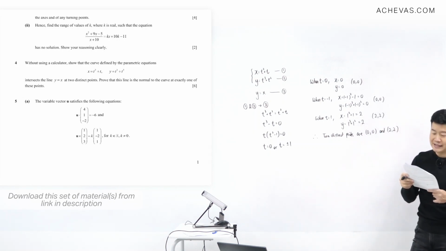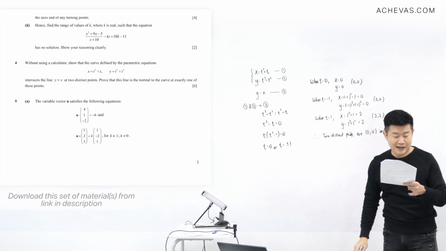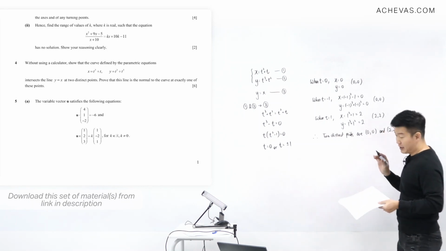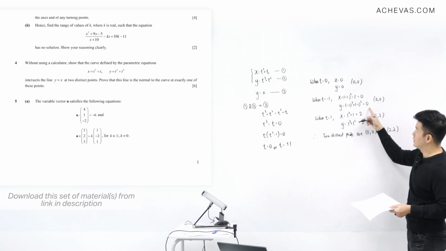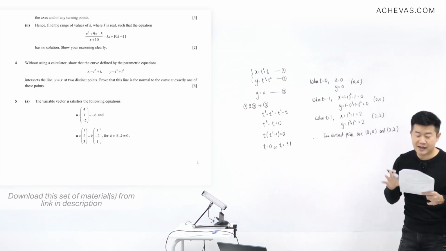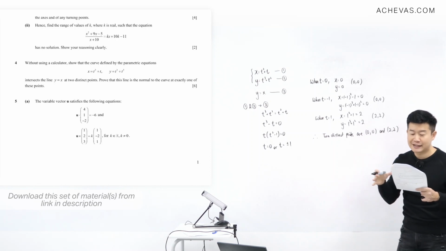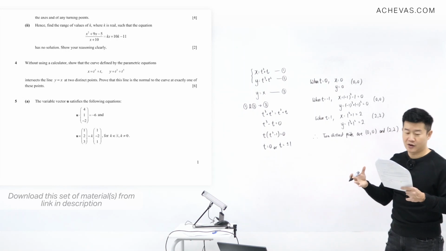Next, prove that this line is normal to the curve at exactly one of these points. Okay, it is going to be normal at exactly one of the points. But let's take note, for this 0, 0, it is going to be from 2 possible t's. So the question says that the line must be normal. Prove that this line is normal to the curve at exactly one of the points.